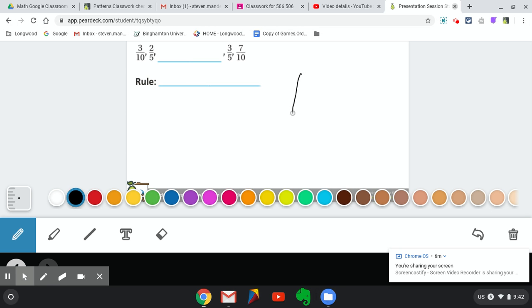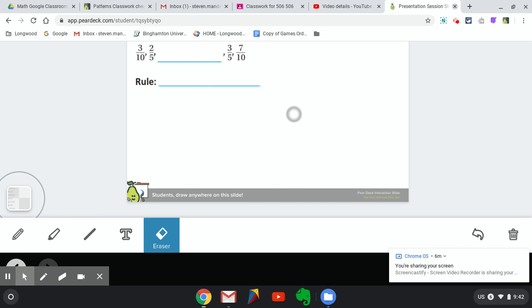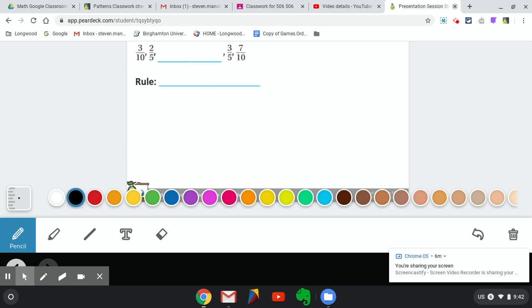So here is the second one that you were given, okay? So we had 3/10, 2/5, a blank, which we're going to find what's in that blank there, and then 3/5. We're going to go ahead and do the same thing we did for the last problem. We're going to go ahead and find our rule first.